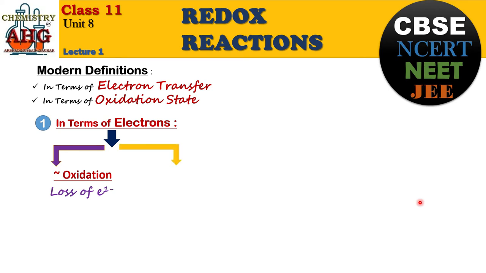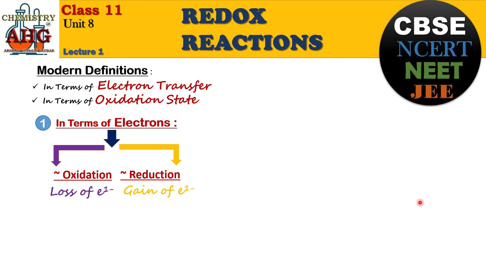And what is reduction? Just remember what is oxidation. You can yourself recall what would be reduction. If oxidation is the loss of electron, what would be the reduction? Reduction would be the gain of electron. So in this definition, you will have to remember only oxidation. What is oxidation? It is loss of electron. If it is loss of electron, the reduction would obviously be gain of electron.